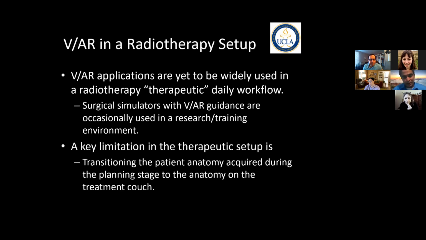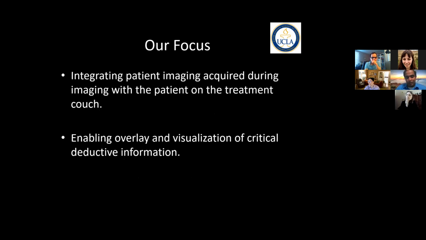And a key limitation to actually do that is transitioning the patient anatomy that is acquired at the planning stage to the anatomy on the treatment couch. And this is a big problem, because when the patient is acquired, depending upon how the patient is positioned, we have subtle changes in the patient anatomy. And when the treatment happens, we need sub-millimeter or even close to millimeter precision, and we cannot get it. And if we want to show this data using a VAR system for therapeutic setup, we need to make sure that we can get that anatomy accurately.